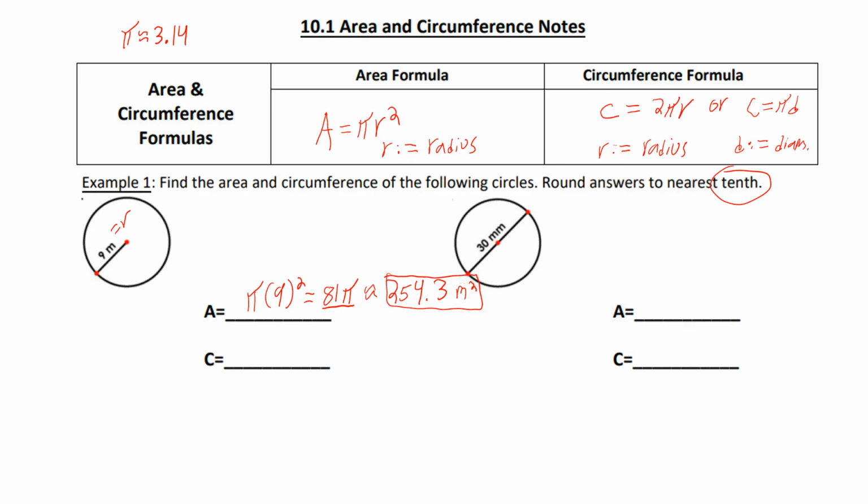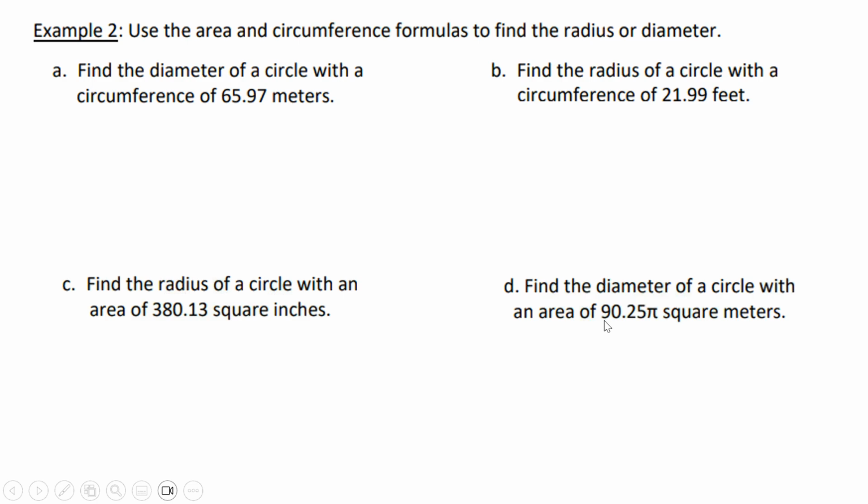Okay, so for circumference, it's just 2 pi r. So 2 pi, your r is 9. Now this is also 18 pi. Now again, this is your exact mathematician answer, but they do want it rounded to the nearest tenth, so you just punch it in your calculator, 18 times pi, or 18 times 3.14, and you get 56.5. This is just meters. Okay, we're going to skip this one, go on to a couple of the next ones.